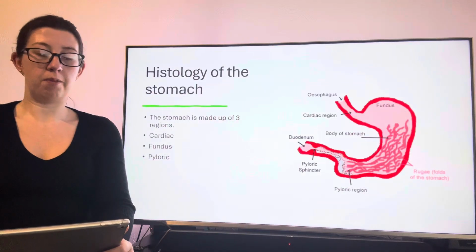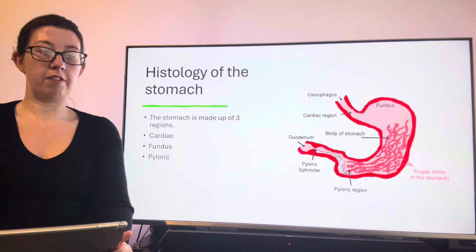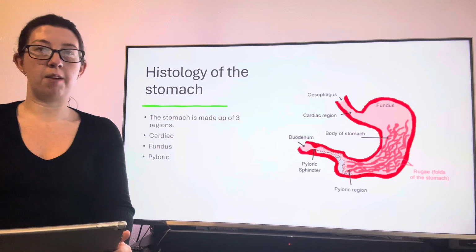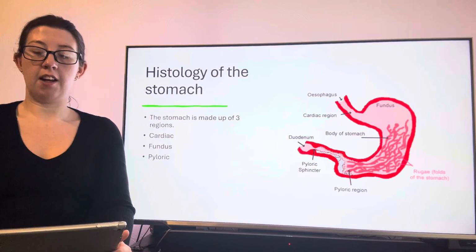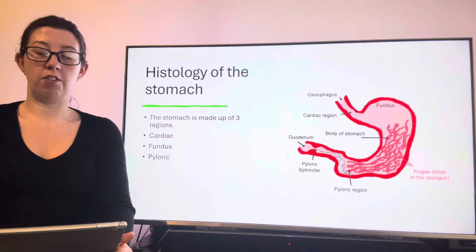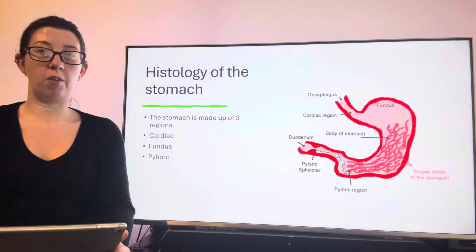The histology of the stomach. The stomach is made of 3 regions: cardiac, fundus and pyloric. The cardiac, which contains mucus-secreting glands called cardiac glands, and is the closest to the esophagus. The fundus, the body or the largest part of the stomach, which contains the gastric fundic glands. Pyloric, which creates 2 types of mucus and the hormone gastrin.